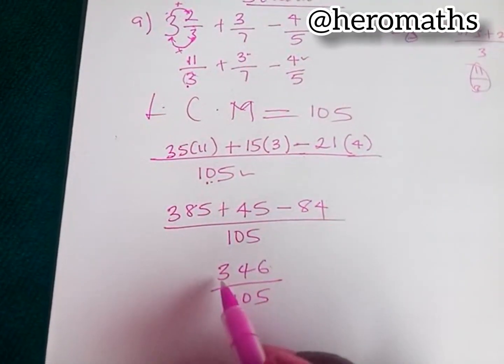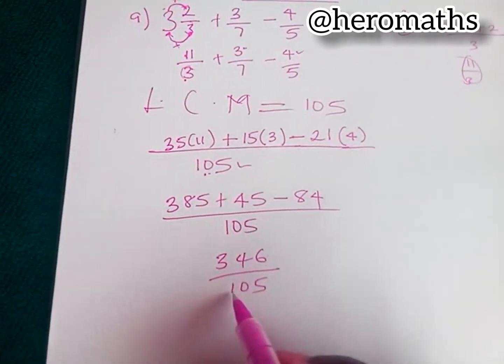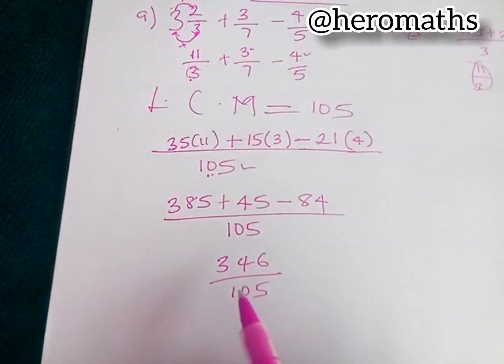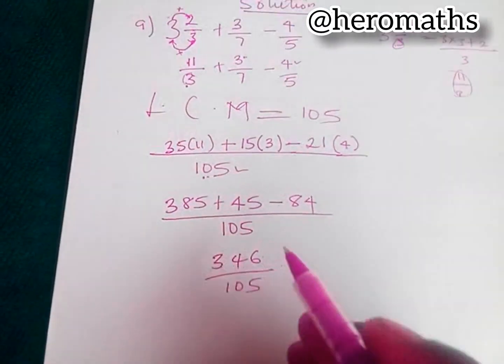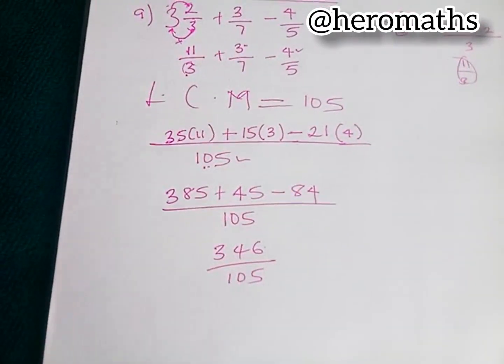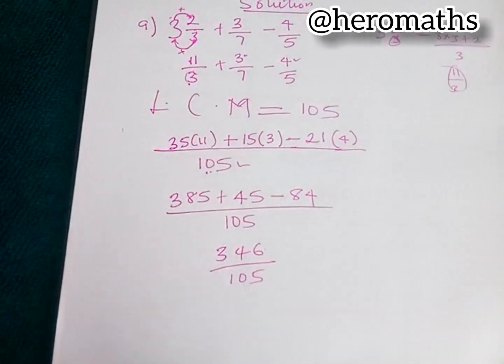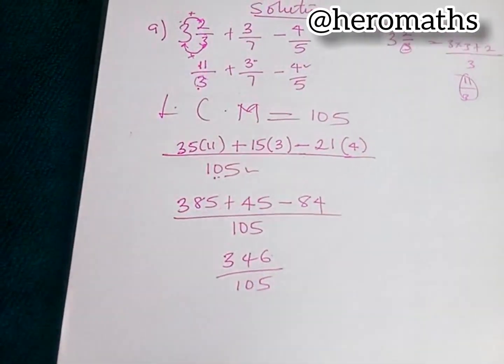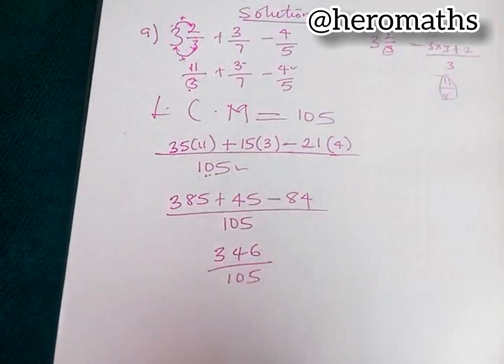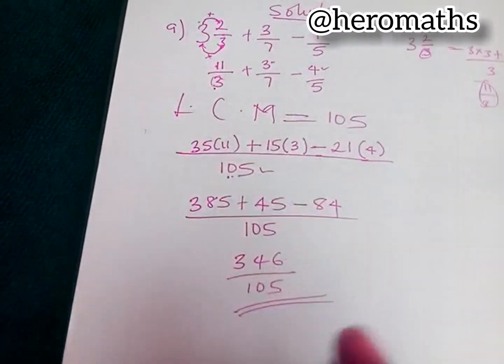Now, is there any number that can go into 346 and then 105? Is there any number that 346 can divide without a remainder, and 105 too can divide without a remainder? I'm not sure there's a number like that. You can try it, but I'm not sure there's a number like that, so we can stop here. And that is the final answer.